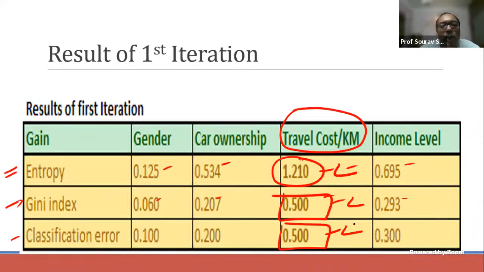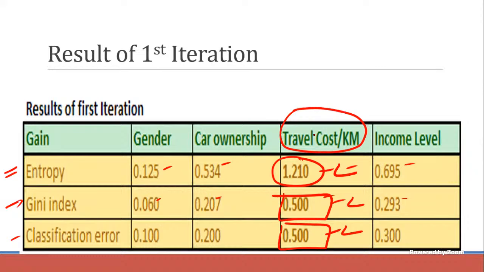By the way, you don't need to use all these three. You can use any one: either entropy or Gini index or classification error. You don't need to use all the three. But again, you need to do this comparison. And in the comparison, I've seen that the maximum reduction is happening for travel cost, and that's why we are using travel cost as our variable. Sanyam has a question, so let me allow him to talk. Yeah, Sanyam.